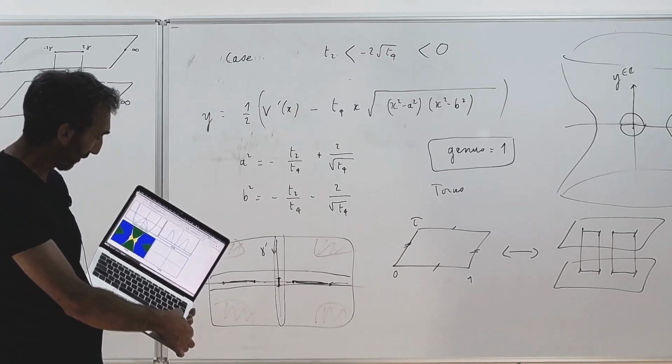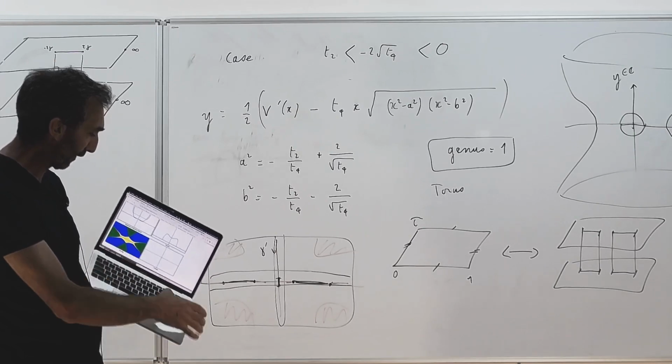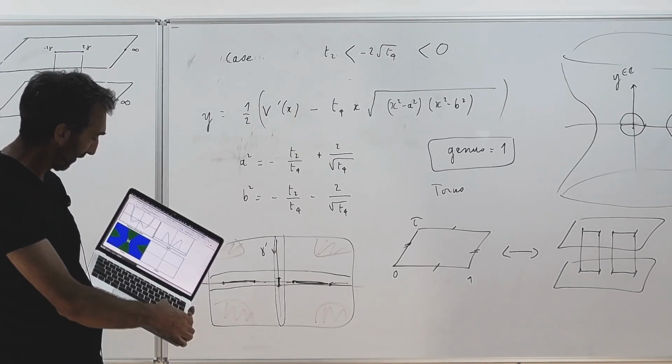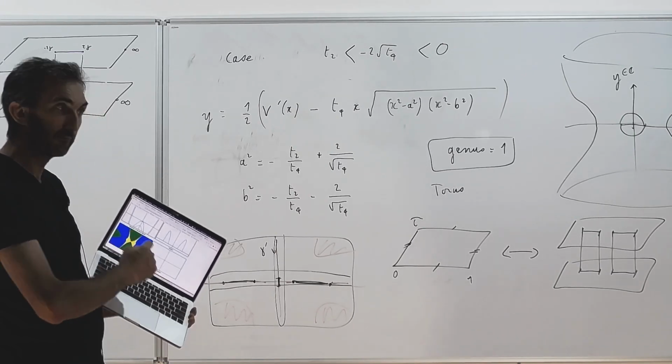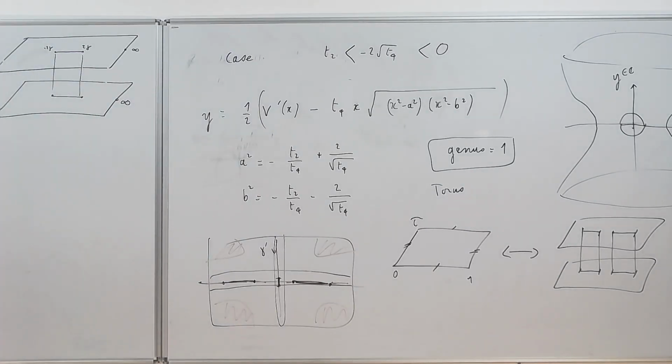And, well, you can play with that. And you see the change of topology. So here we have one cut. And here we have two cuts. Okay, you can play with that, but it is basically just using these equations.